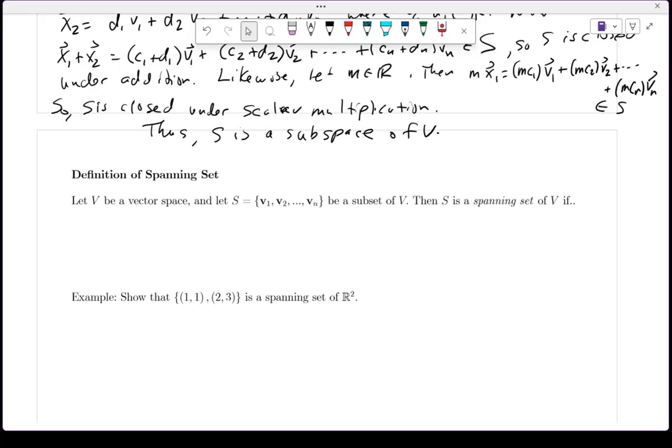So you do this stuff regularly in other classes. You just don't use those words necessarily. Okay. All right, so what do we mean by a spanning set?